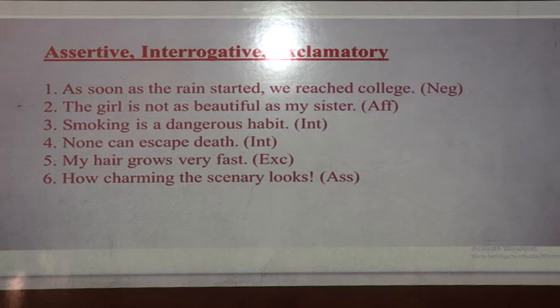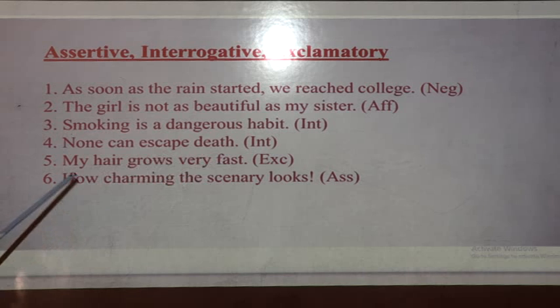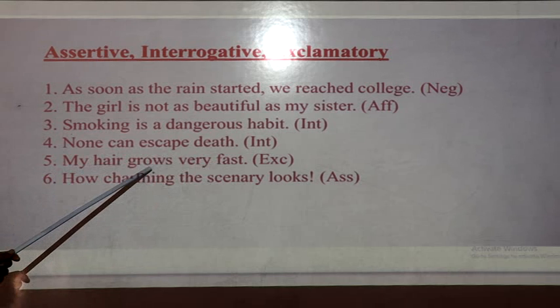Number five, my hair grows very fast. It is an affirmative sentence. We have to make it an exclamatory sentence. In an exclamatory sentence, we can use how or what. As there is no article here, we can use how. How fast my hair grows, note of exclamation.